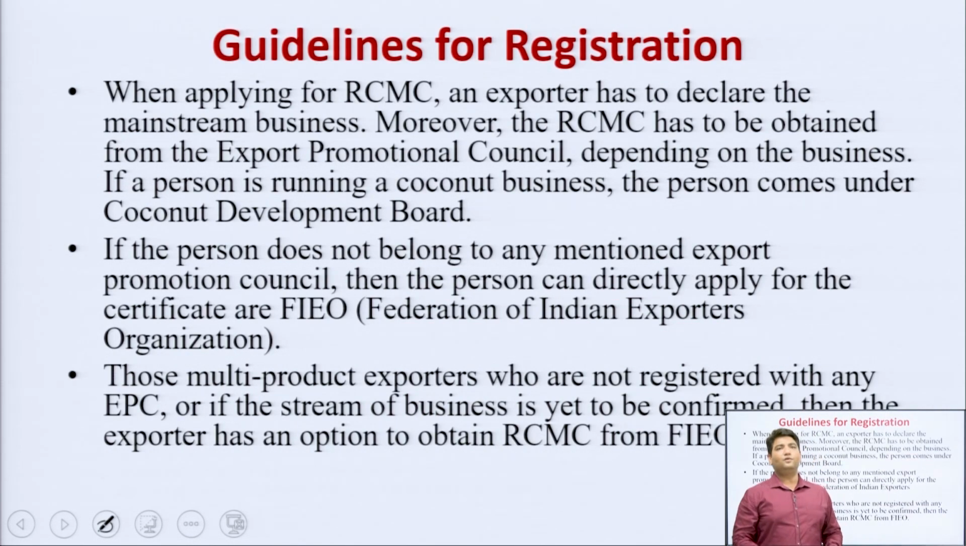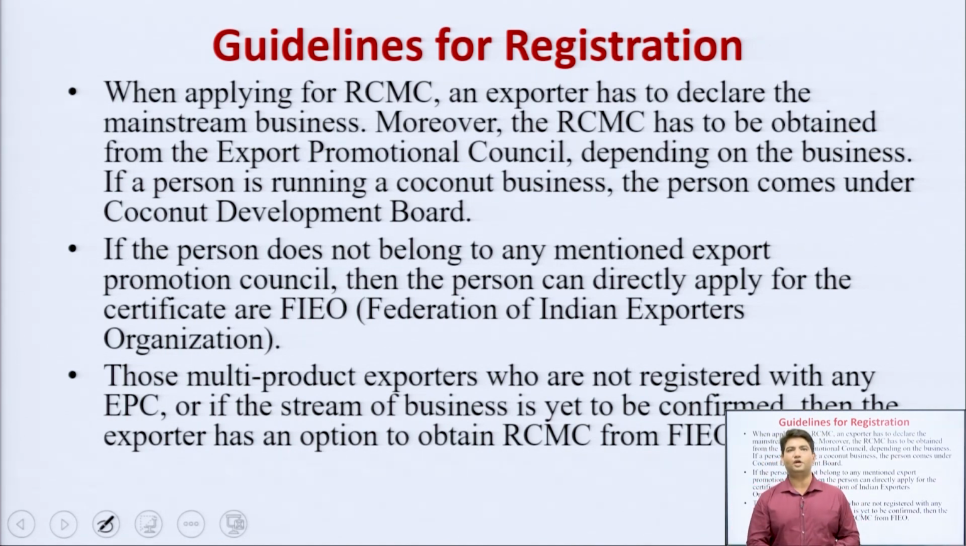Now, let's move on to the guidelines for registration. When applying for RCMC, an exporter has to declare the mainstream business. Moreover, the RCMC has to be obtained from the EPC council depending on the business. If a person is running a coconut business, the person comes under Coconut Development Board.